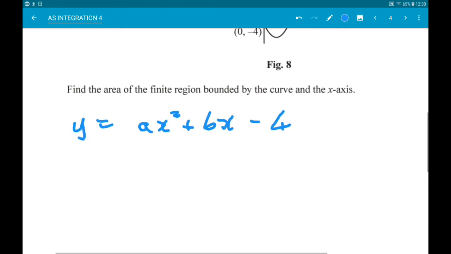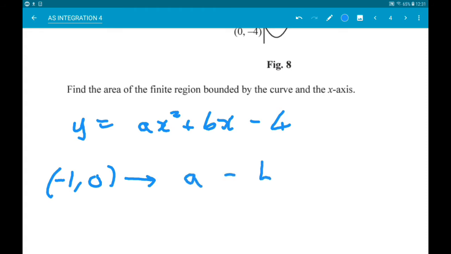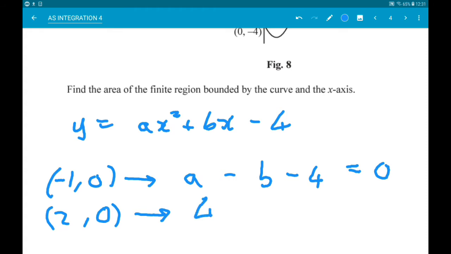So minus 1, 0 and 2, 0. So minus 1, 0 would tell us that a minus b minus 4 is equal to 0 and 2, 0 is going to tell us that 4a add 2b minus 4 is equal to 0.